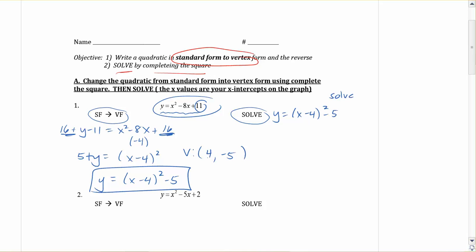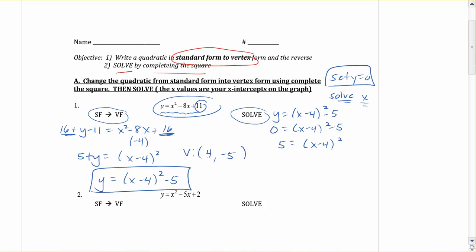In order to solve that, I'm going to have to set my y value equal to 0. So every time where you're solving, the first thing you want to do is set your equation equal to 0. All right, so I'm going to start out by setting it equal to 0. And when I solve, I'm solving for x. So I want to isolate the x. So I'm going to add 5 to the other side.